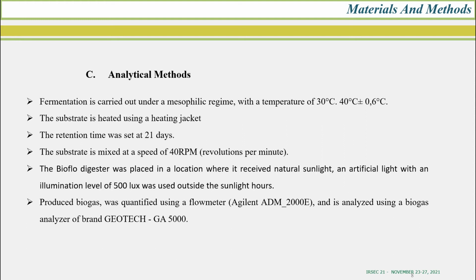The BioFlow digester was placed in a location where it received natural sunlight, and artificial light with an illumination level of 500 lux was used outside the sunlight hours. During the first 5 days, the pH drop was corrected by adding NaOH.